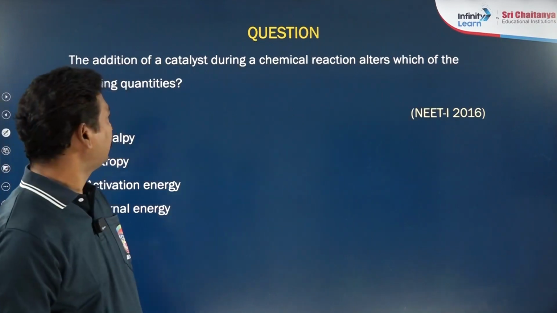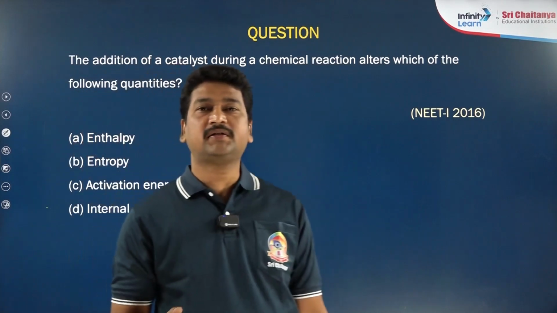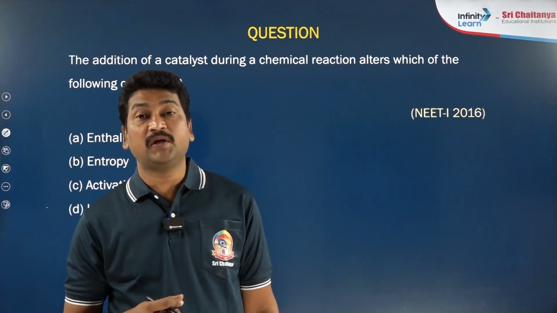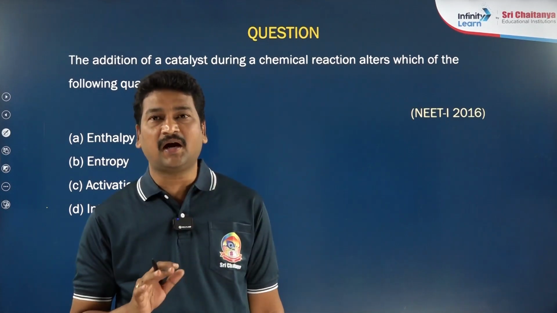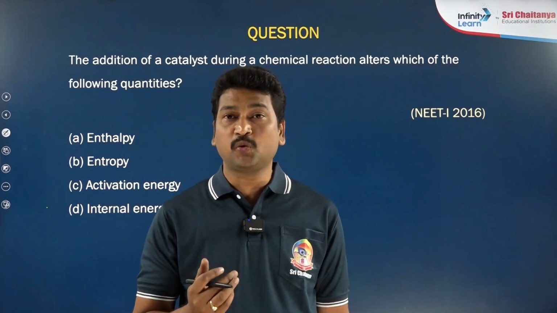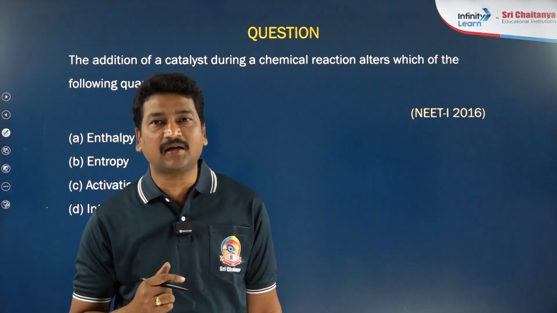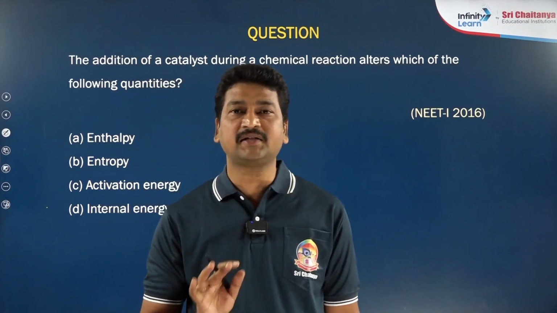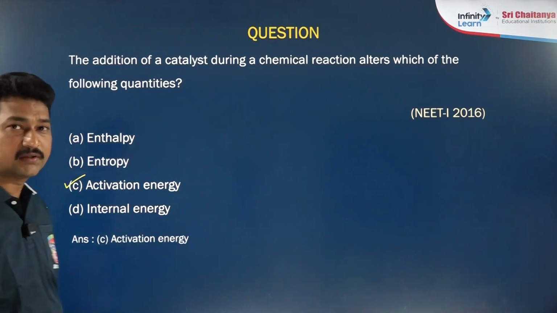Coming to the next question. The addition of the catalyst during a chemical reaction alters which of the following quantities? What is the catalyst? It is an external compound which is added to the reaction mixture and which alters the rate of the reaction by providing a different path of the reaction. So the catalyst alters the activation energy. In such a way it alters the rate of the reaction. A positive catalyst lowers the activation energy, so the rate of the reaction increases. A negative catalyst increases the activation energy, so the rate of the reaction decreases. A catalyst alters the activation energy. So the right option is the activation energy.